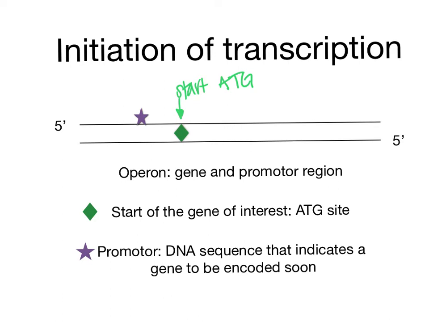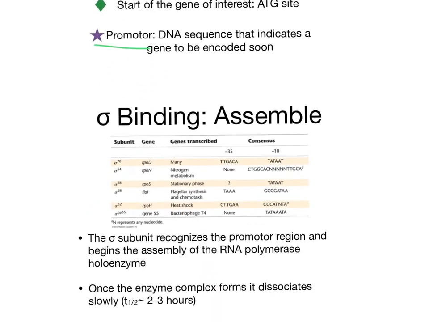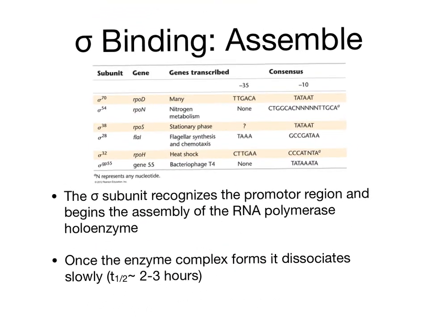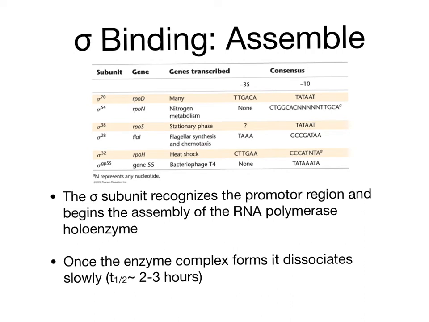So the promoter, or the purple star, is the DNA sequence that indicates a gene is to be encoded soon. It is what's considered upstream of the gene of interest. The sigma factor is an assembly molecule. It recognizes a promoter region and starts the assembly of the RNA polymerase. Once the complex forms, it's going to dissociate quite slowly, on the order of 2 to 3 hours. So it tells you that the assembly is going to be very important.